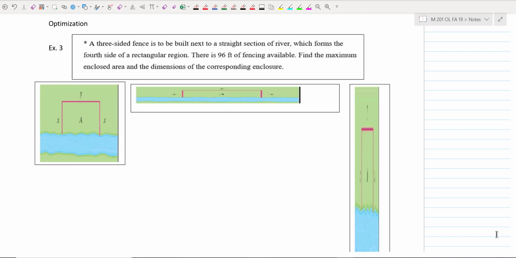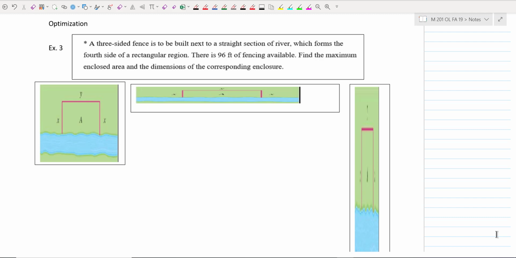Okay, so Calc 1 students, we're going to look at a typical optimization problem that has to do with the area of a rectangular plot enclosed by a fence. A typical, very famous calculus problem for Calc 1.